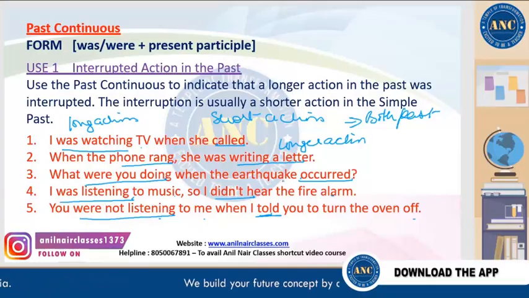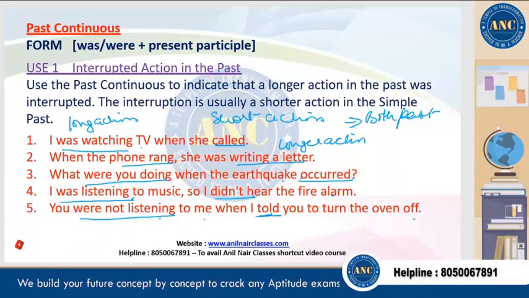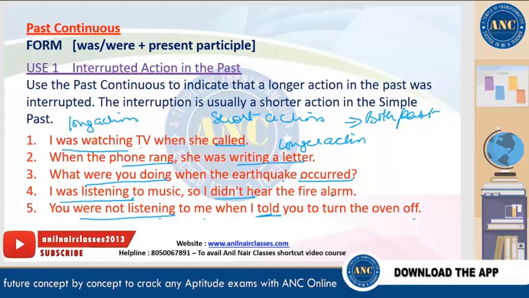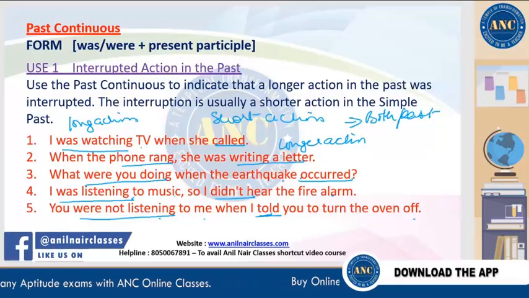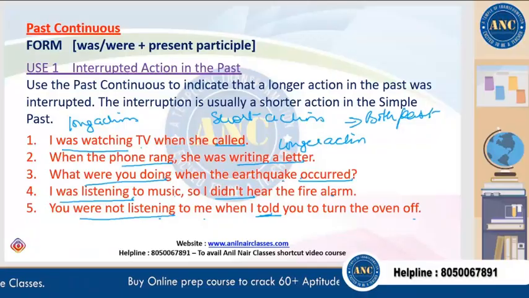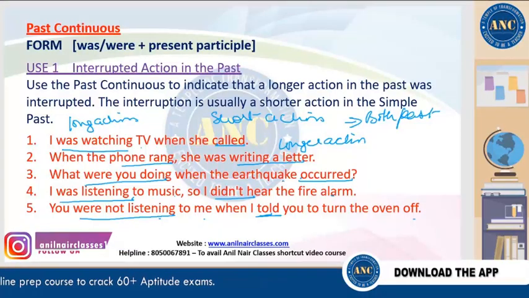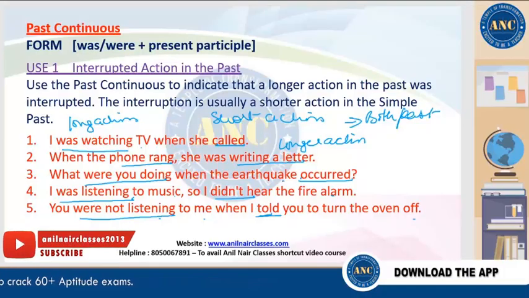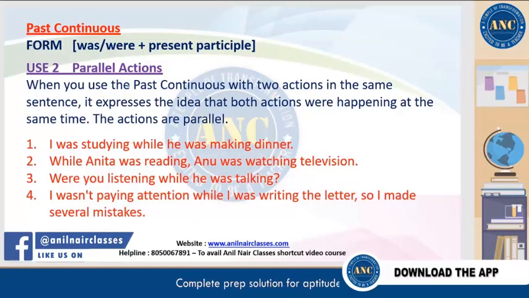So in the past two actions happened. A longer action and a shorter action. An interrupted action, right? So interrupted action in the past. The action which was interrupted actually continued for a longer time, and then that longer action was interrupted by a shorter action, right? But both the things happened in the past only. Clear?